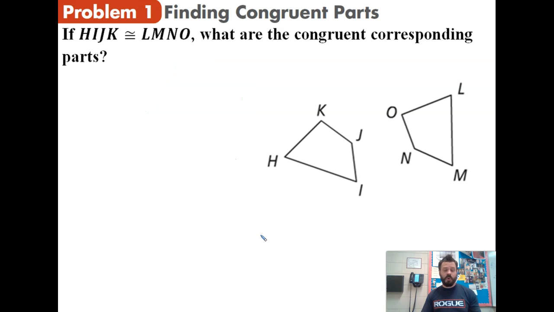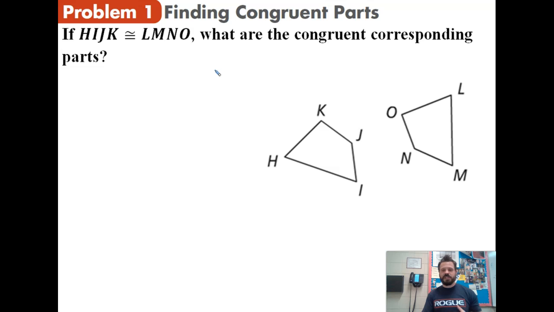Let's practice working with this idea of congruence. Problem 1 says, if polygon HIJK is congruent to polygon LMNO. The way we name polygons is we list out all their vertices or angles. HIJK is the polygon on the left. LMNO is on the right. This question is asking, what are the congruent corresponding parts? In other words, list out all the congruent sides and all the congruent angles.